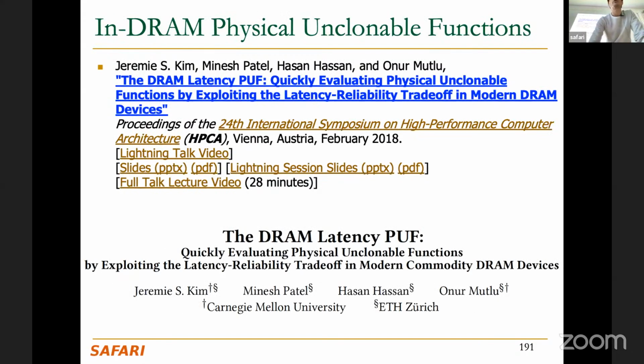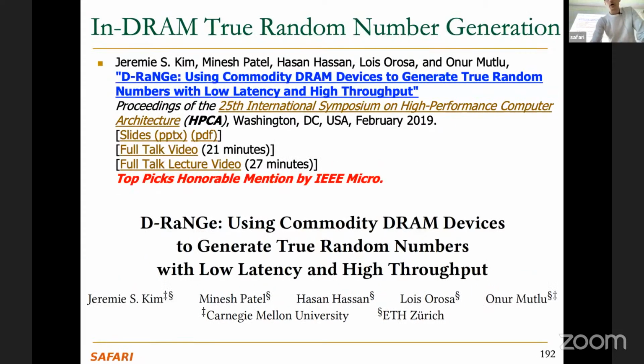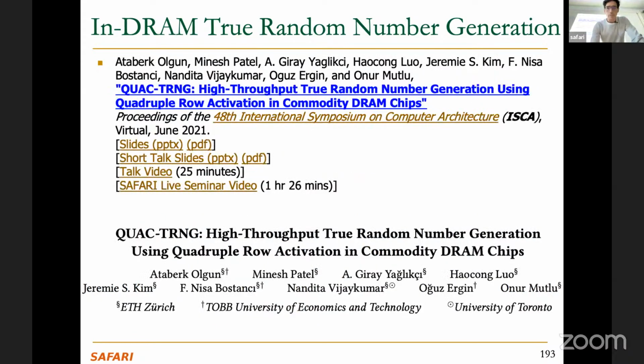We can also use memory to directly generate random numbers or also physically unclonable functions, as this paper that we have discussed sometimes in this course as well. This one is a similar approach, but in this case to generate true random numbers. More recently, we presented this one, Quack TRNG, that takes advantage of the fact that multiple rows can be activated in commodity DRAM chips, and in this case, it opens 4 rows at the same time.